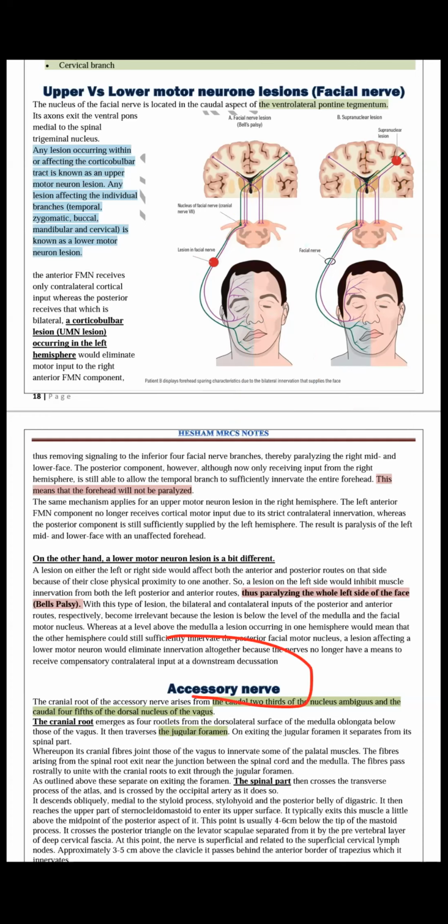Accessory nerve, which is cranial nerve number 11. This is arising from the medulla. You should know, it arises from the medulla and passes through the jugular foramen to supply two muscles, sternocleidomastoid and trapezius muscle. And it is one of the contents of the posterior triangle.